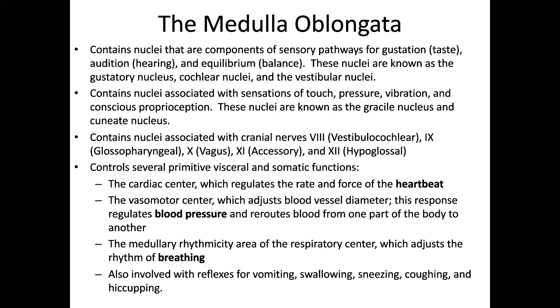Now, those neurons that are part of those three special sensory pathways include the gustatory nucleus involved with gustation, taste, cochlear nuclei, which is the one associated with hearing. I can tell you that because I know the cochlea is the organ in our inner ear for hearing, and then the vestibular nuclei is associated with balance, and that's because of the vestibule. We'll talk more about those things next unit.